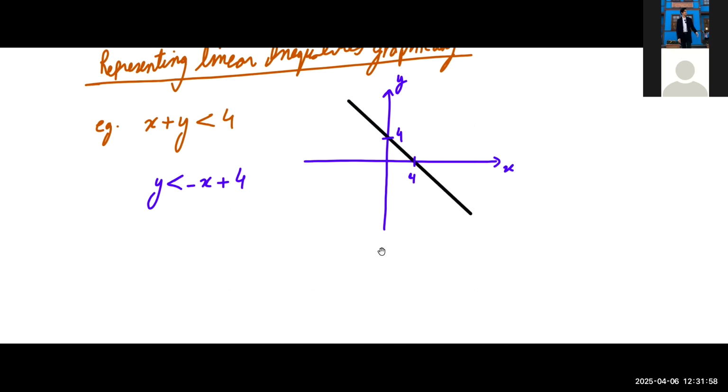Okay. Now, the thing is, we've drawn the line. However, by the way, it's less than or equal to.